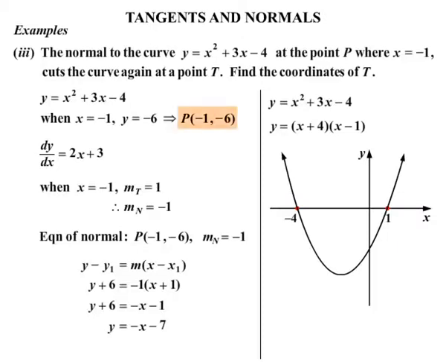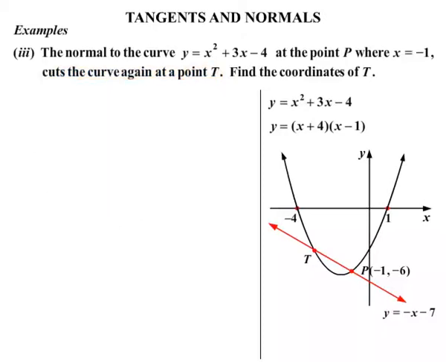Now the point P is minus 1, minus 6. So there we have it. That's the point P. And that's the graph of the tangent at least. And that would be the normal, okay? That would be perpendicular to it. And that's what we've actually found, y equals minus x minus 7. That was what we found in the first part of this question. Now the question's saying it cuts the curve again at a point T. So that would be T there. And that's what we've got to find. So, okay, that was a useful technique there. It's useful if you can draw a quick sketch just to get an idea of what is actually really happening.